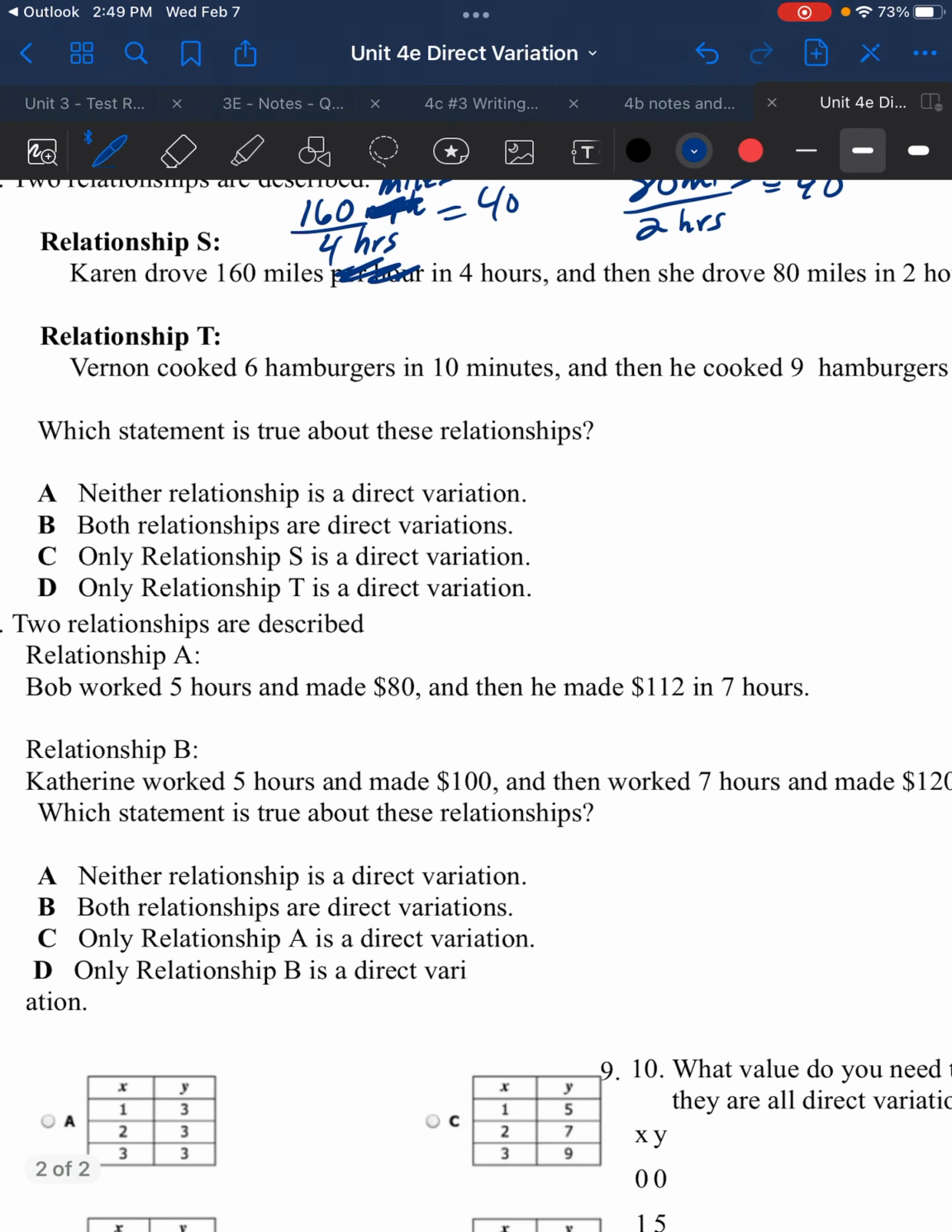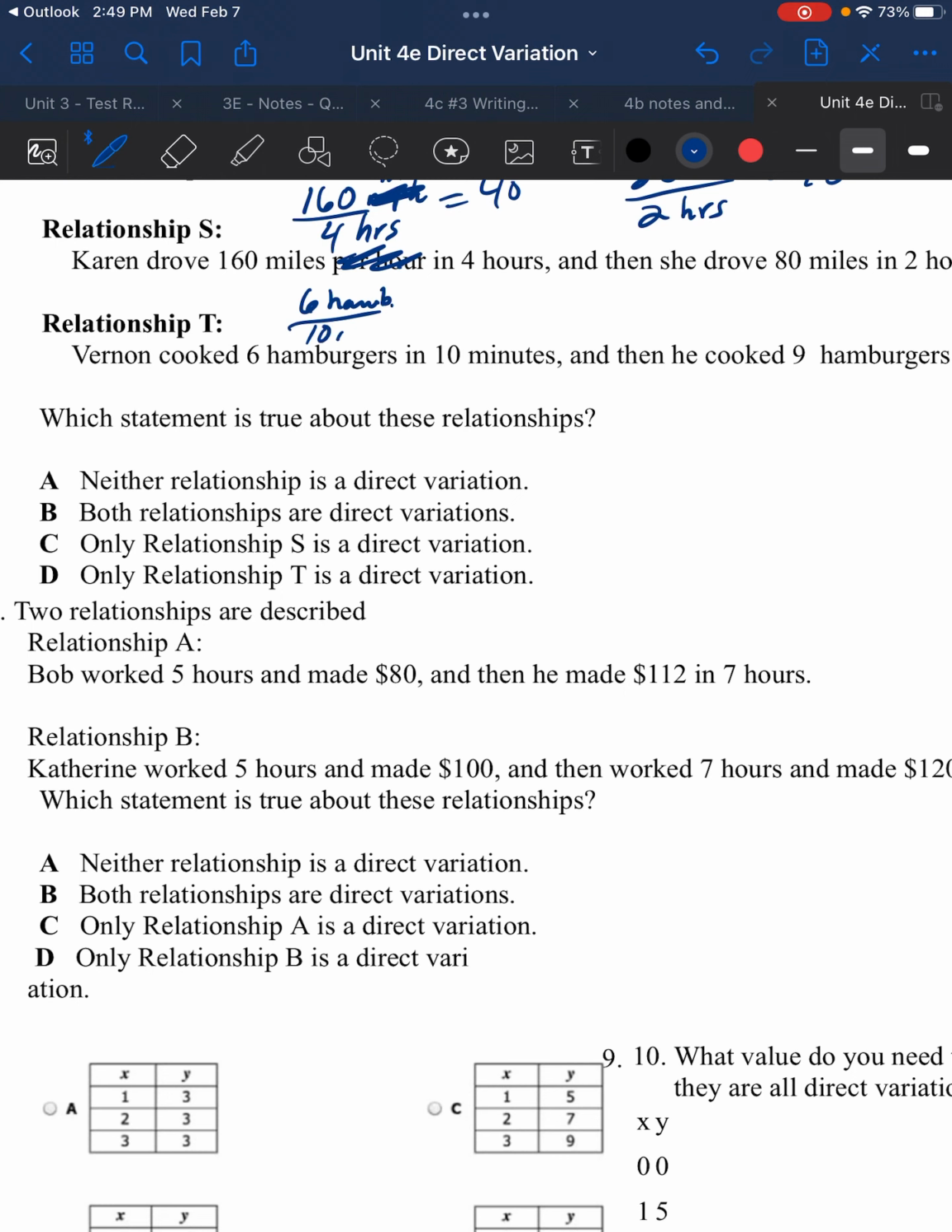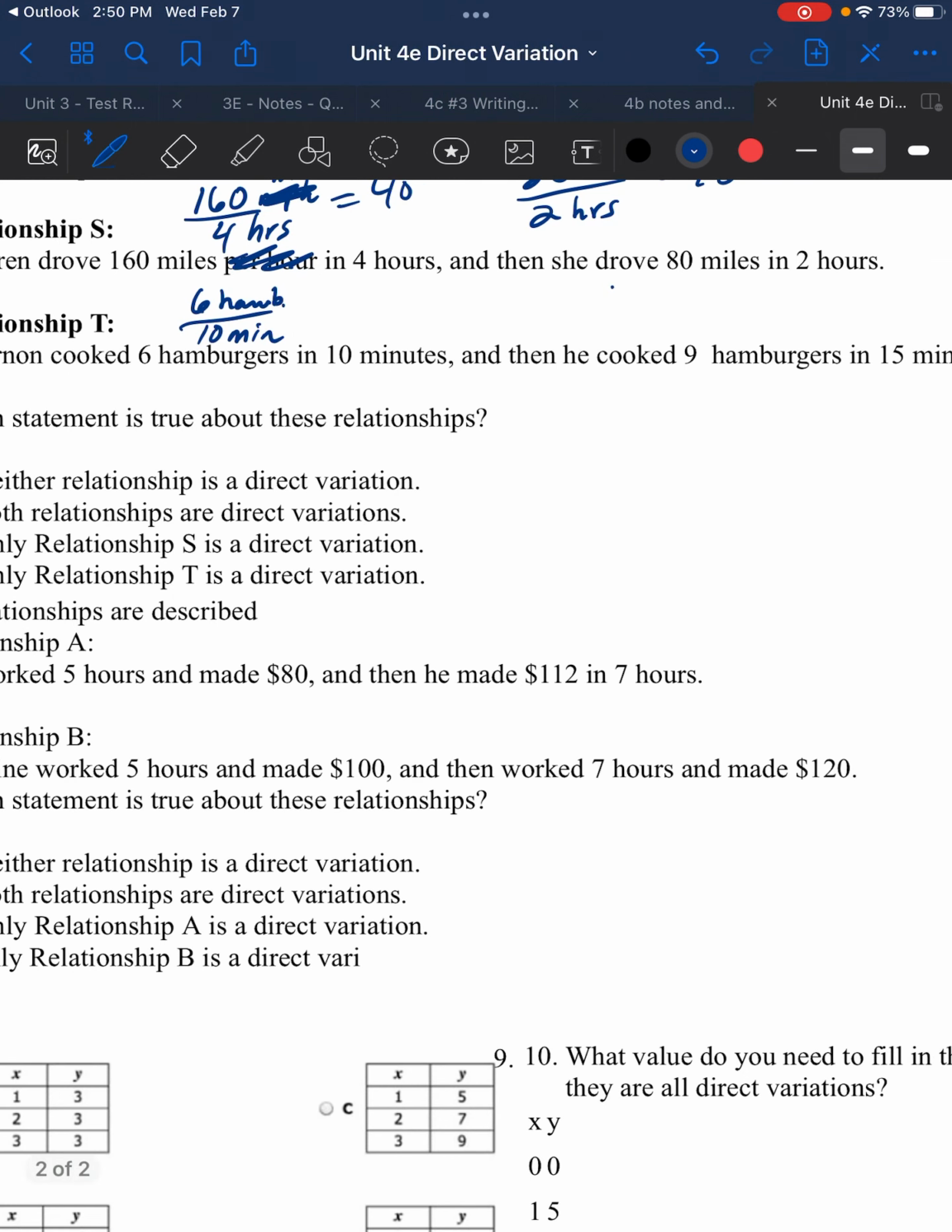Relationship T, Vernon cooked 6 hamburgers in 10 minutes. So I'm just going to make sure 6 over 10, and then it's going to be 9 hamburgers, so keep the numerators the same. So we can do a comparison to these over 15 minutes. Are these going to be the same? So 6/10 reduces to 3/5. 9/15 reduces, divide numerator and denominator by 3. So yeah, those are the same also.